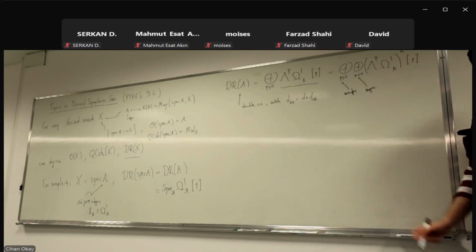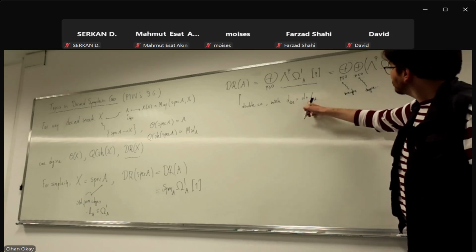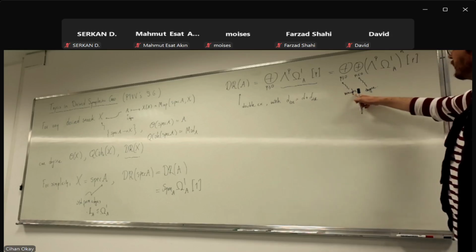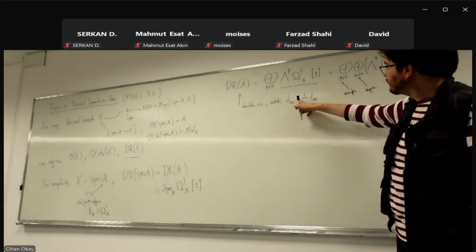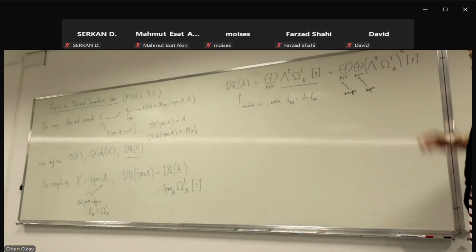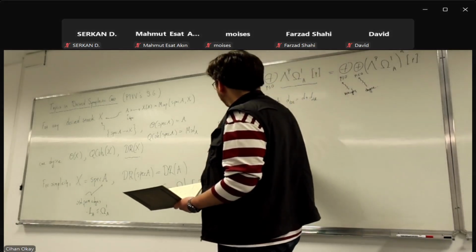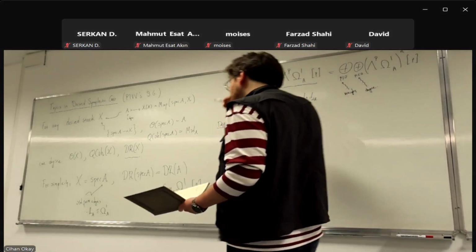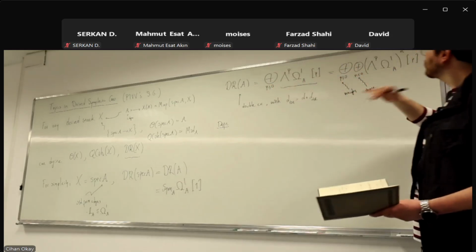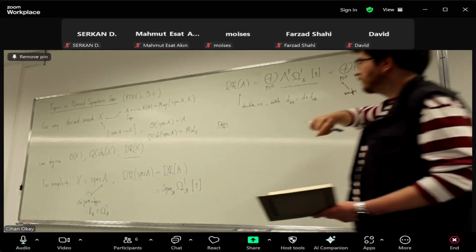Okay, so therefore the de Rham differential increases weight by 1. Similarly, the internal differential d increases degree by 1. Now we have definitions. So this is what we call the de Rham algebra.